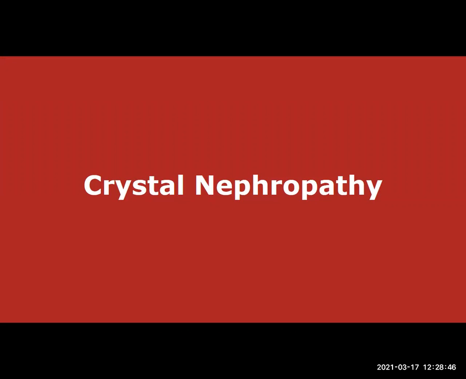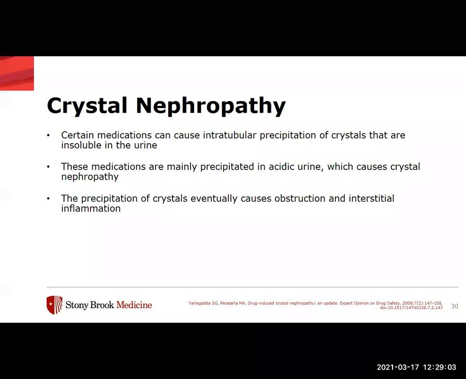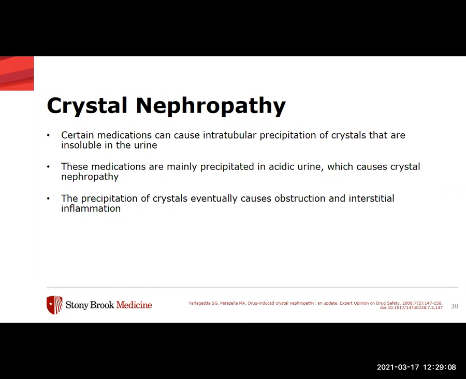So the second mechanism of nephrotoxicity that we will talk about today is crystal nephropathy. There are medications that cause intratubular precipitation of crystals that are insoluble in the urine, and this often occurs in the distal renal tubules. The crystals are mainly composed of calcium phosphate, uric acid, cysteine, or adenine, and acidic urine precipitates the medications and causes crystal nephropathy, especially in patients with baseline renal impairment. So as you may expect, these crystals cause obstruction and eventual interstitial inflammation in our patients.